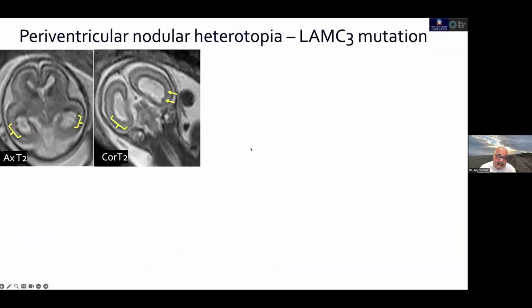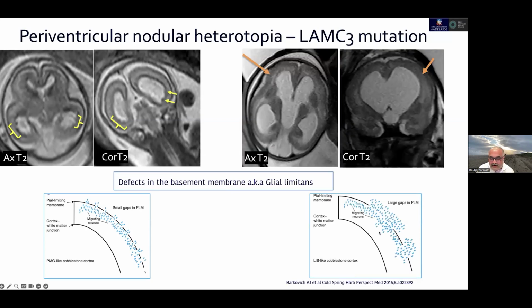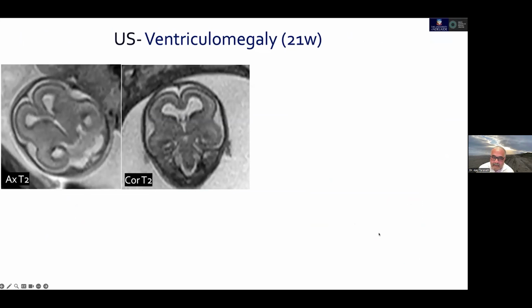So that brings me back to the heterotopia, which was the LAMC3 mutation. Now that's the periventricular nodular heterotopia, and that is said to be the result of a defect in the basement membrane. If there are small defects, you develop a polymicrogyria-like cobblestoning of the cortex. And if it is a huge defect, more neurons will pass through. The stop signal is not working, and hence the neurons do not know that they have to stop migrating, and they go past the glial limiting membrane and produce a pachygyric or a Lis-like cobblestone cortex.